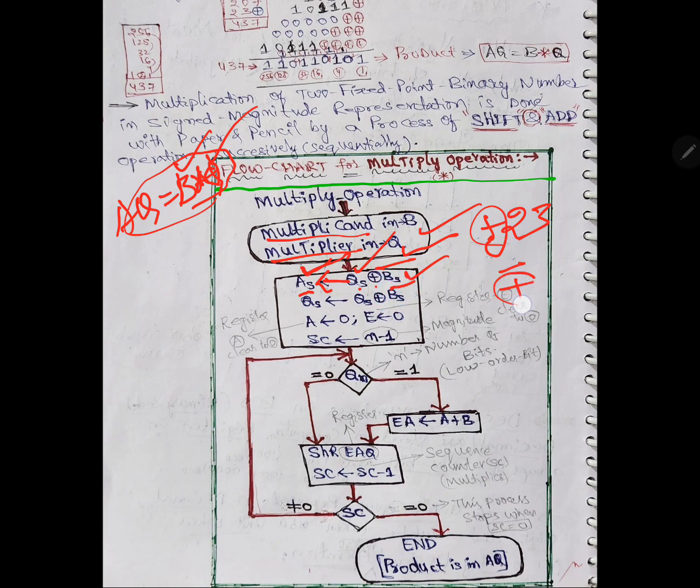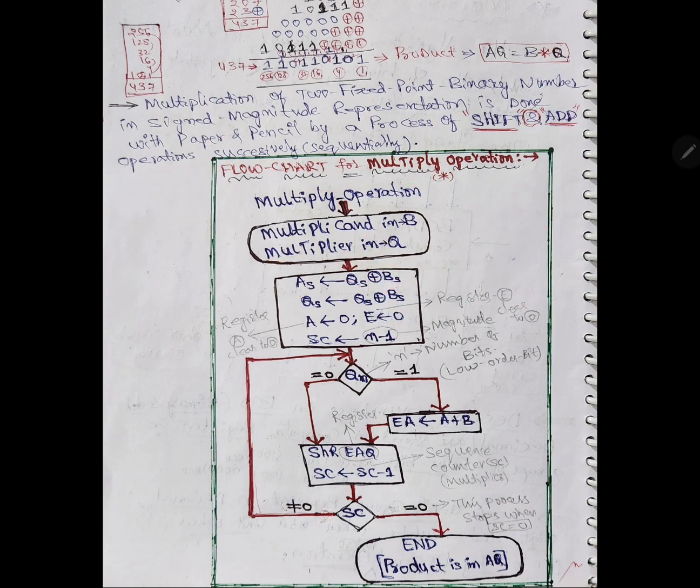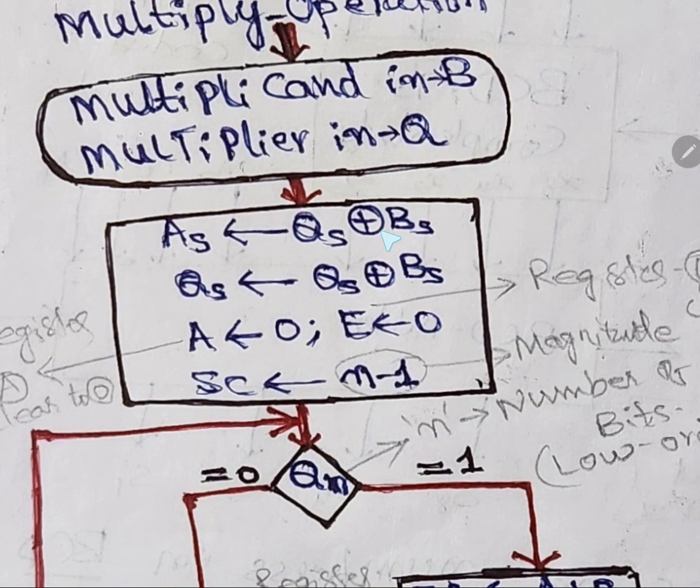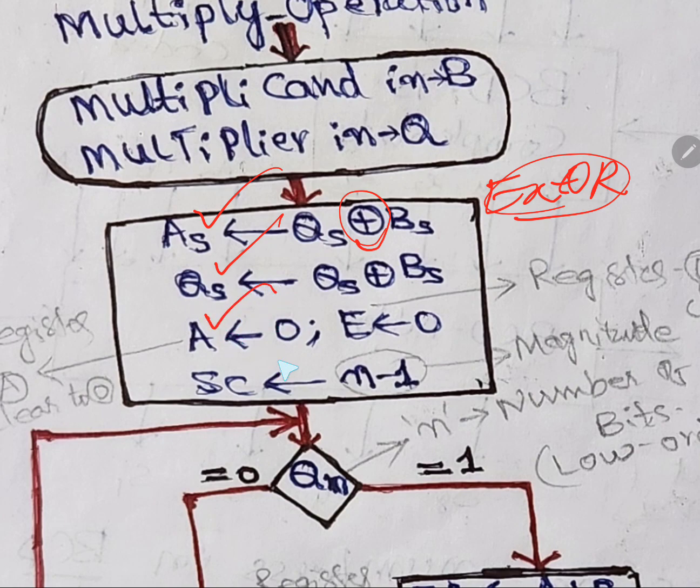This plus symbol here, I will zoom it and show you, means exclusive OR gate. See here, this means exclusive OR gate, right? XOR gate. With that, we will get the A suffix S sign value, and Q suffix S sign value also like that only. Then A is one more register that is cleared to 0 first, initially.